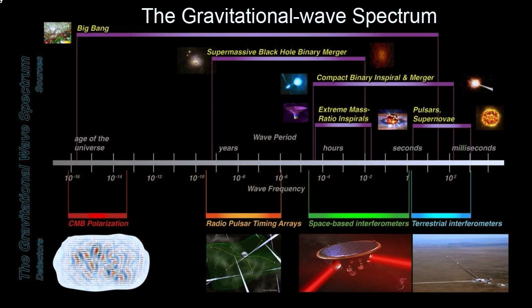There's a space-based interferometer project, the LISA project, that looks at compact binary inspirals and extreme mass ratio inspirals, things like one stellar mass black hole spiraling into the central massive black hole of a galaxy. That will be a good source for a space-based interferometer. And for terrestrial interferometers, which the rest of my talk will almost exclusively cover, we can think of things like pulsars, supernovae, and also, of course, compact binary inspirals.